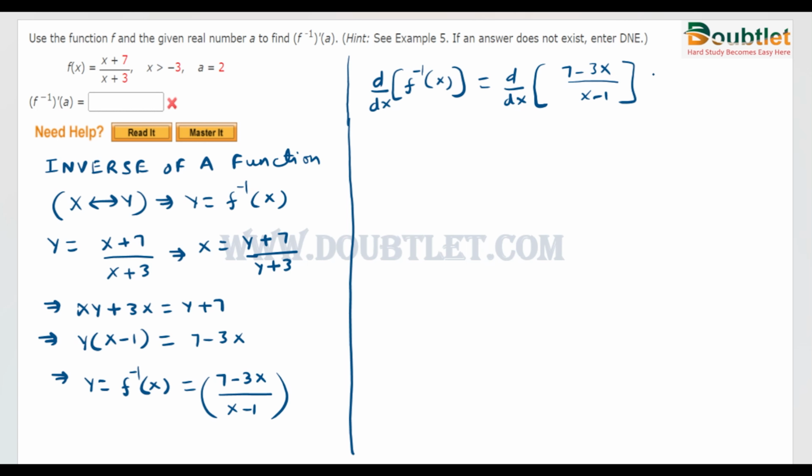So we will use the u by v formula of differentiation. What will we get? We will get (x - 1) to the power 2 in the denominator, and in the numerator we leave x - 1 as constant first, then we differentiate 7 - 3x. So we will get -3. Then we leave 7 - 3x as constant and we differentiate the denominator term, that is x - 1. The derivative of this denominator term will be 1.